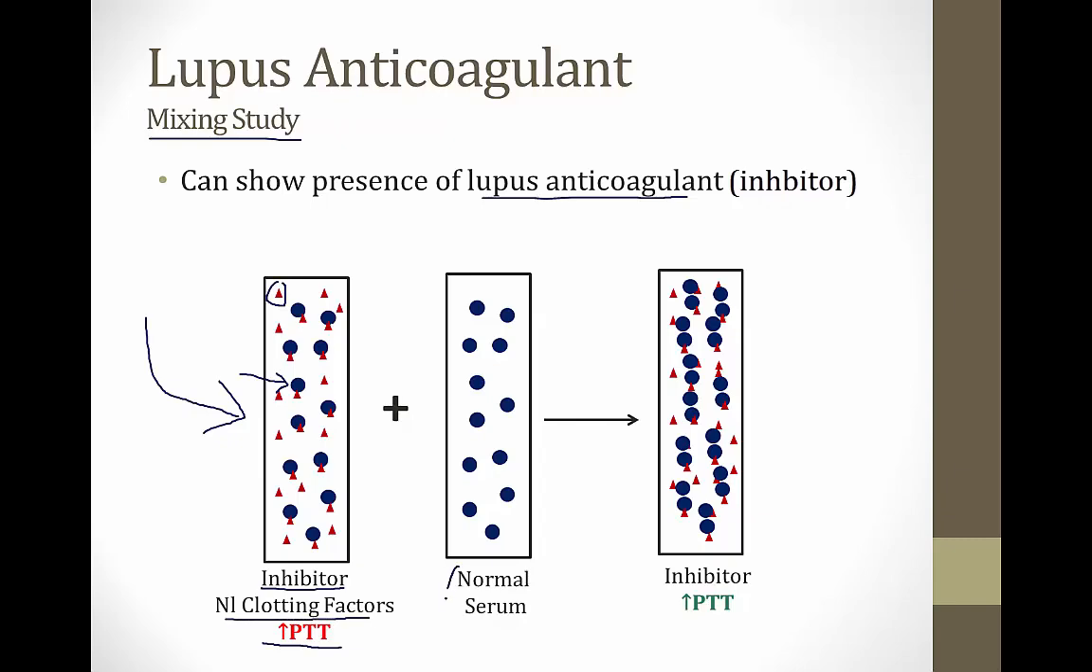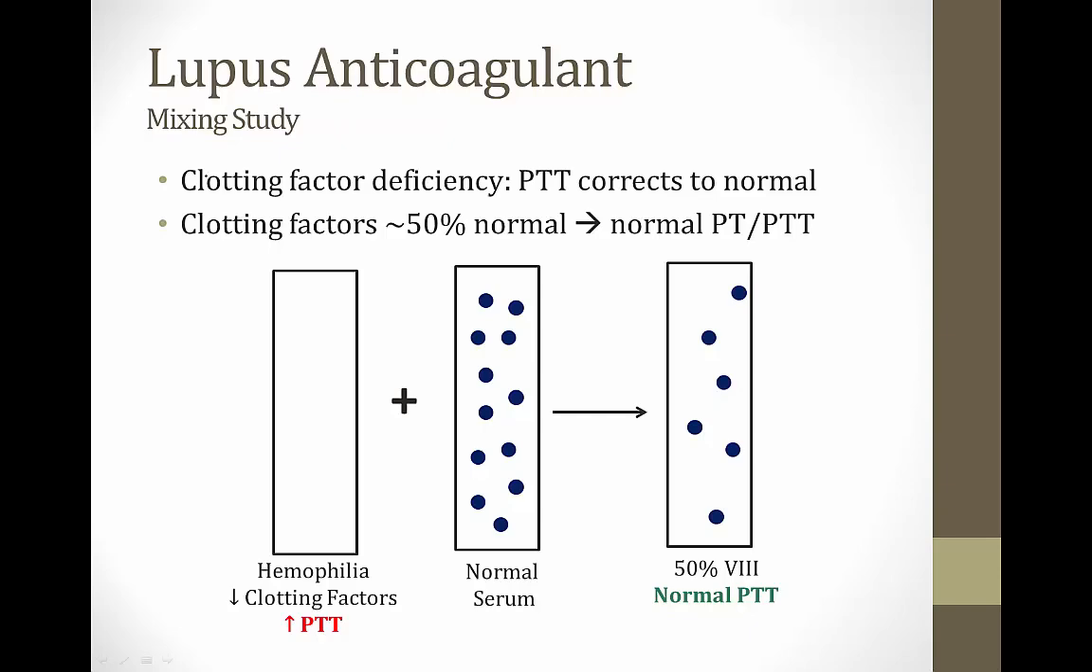If you mix this sample with normal serum as part of a mixing study, you will get a mixture that still contains the inhibitor. This means that all the clotting factors, the ones that were present in the initial sample plus the ones from the normal serum, will all be inhibited by the lupus anticoagulant, and the PTT will remain prolonged. That's the result you get from a mixing study in a patient who has the lupus anticoagulant. Contrast that with what you see from a mixing study when there's a clotting factor deficiency, for example, hemophilia. In these cases, the PTT will correct to normal. This occurs because you only need 50% of normal values for the clotting factors to get a normal PT or PTT. So consider a patient with hemophilia on the left side of the screen here.